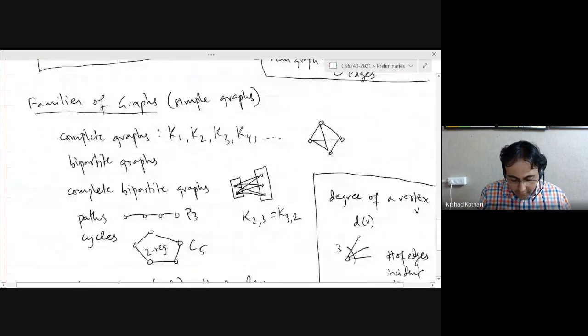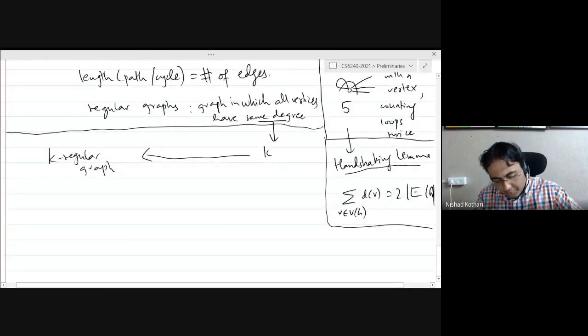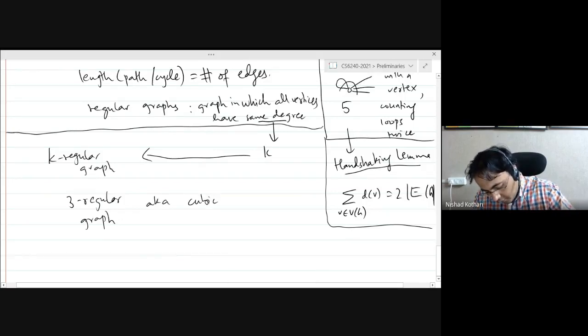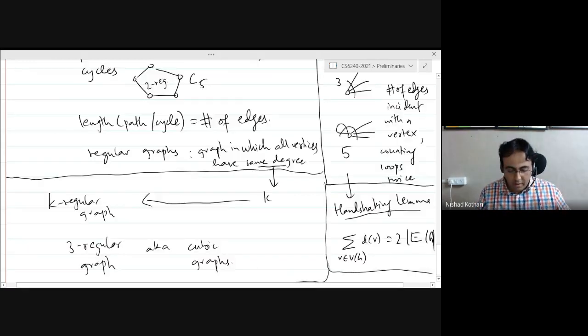And 3-regular graphs play a very important role in graph theory, which is why we will also call them cubic graphs. And we will see in this course why they are really important and really cool. Also known as cubic graphs.